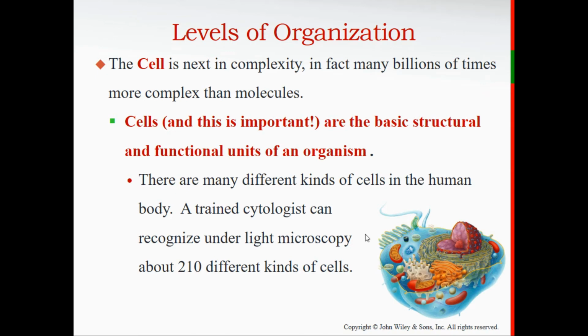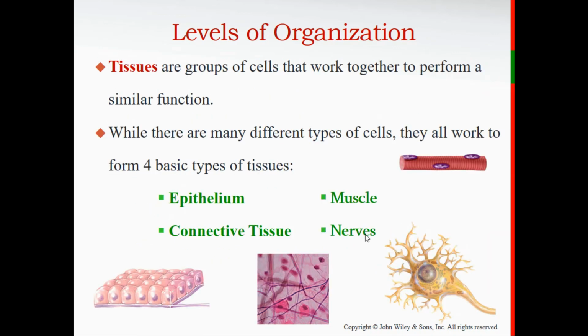All right, there are many different kinds of very specialized cells within the human body. A trained cytologist can recognize under a light microscope, which are these scopes that we have here, about 210 different kinds of cells. Okay, we'll find out that not only, everybody talks about blood and red blood cells. Well, there are white blood cells as well, and there are a number of different kinds of white blood cells. So just to give you an idea of how many different kinds of cells there are out there in your body. Cells work together to form tissues. Tissues are groups of cells that work together to perform a similar function.